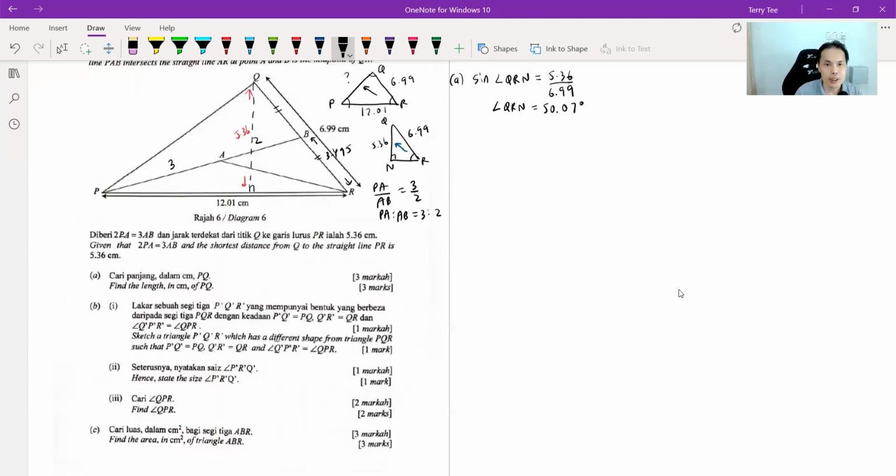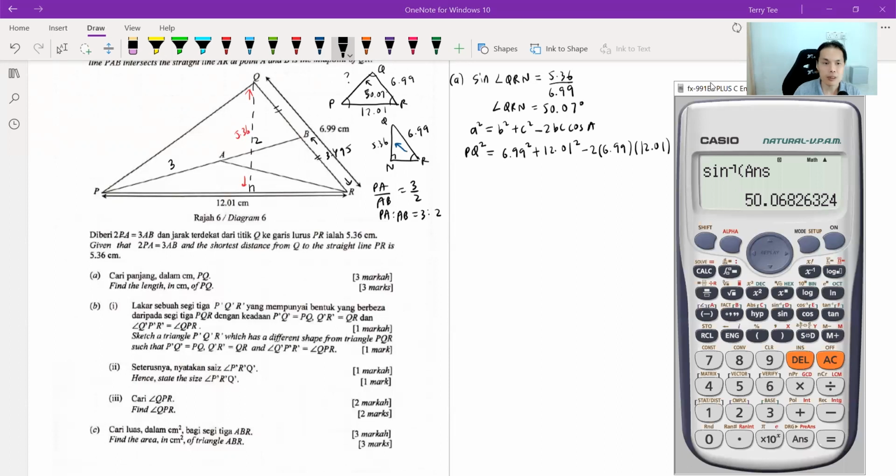Once you've got this angle, I can now use the cosine rule to find this. This is 50.07. Remember, the cosine rule works this way. If you're finding the length of the opposite side, which is a squared, it is b squared plus c squared, the other two sides squared and added together, minus 2bc cos A. This is the formula for the cosine rule. Now my a is PQ, I square it. My b will be 6.99, I square it. My c is 12.01, I square it. Minus 2 times 6.99 times 12.01 times cos of the angle in between, which is 50.07.